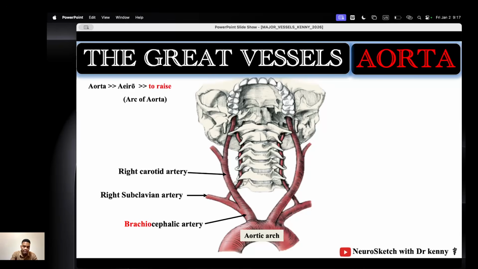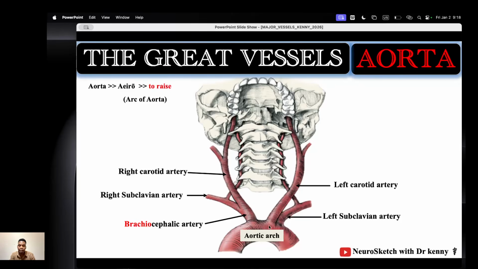The upper limb will be supplied by a branch of the brachiocephalic trunk, which is called the right subclavian artery, but the structures on the right side of the head and neck will be supplied by the right carotid artery. Okay, the left side is strange because the carotid artery and the subclavian artery on the left side arise directly from the aortic arch. From the aortic arch, you have the left carotid artery and the left subclavian artery. They are coming directly from the arch of the aorta, and that is a very, very important point to note.